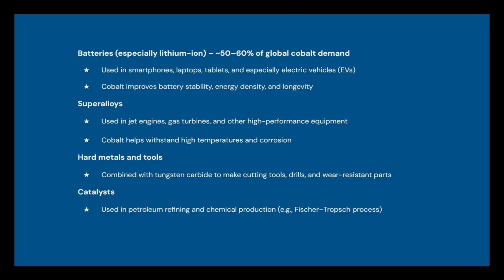In superalloys, they are used in jet engines, gas turbines, and other high-performance equipment. So that would be like cobalt combined with other metals in the superalloys. Cobalt also helps withstand high temperatures and corrosion. In hard metals and tools, it is combined with tungsten carbide to make cutting tools, drills, and wear-resistant parts. In catalysts, it is used in petroleum refining and chemical production, for example, the Fischer-Tropsch process.